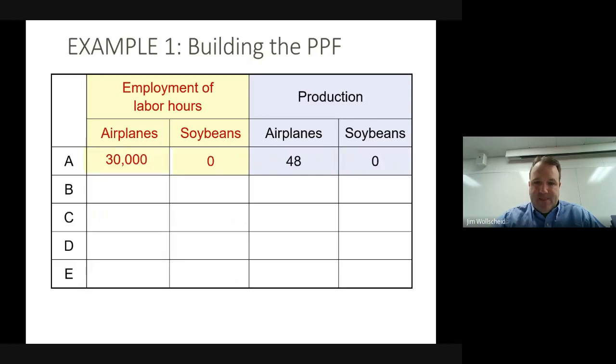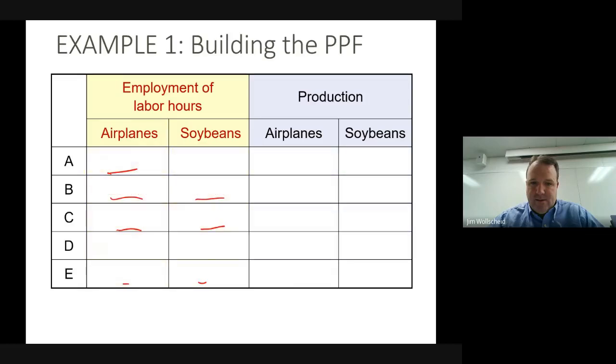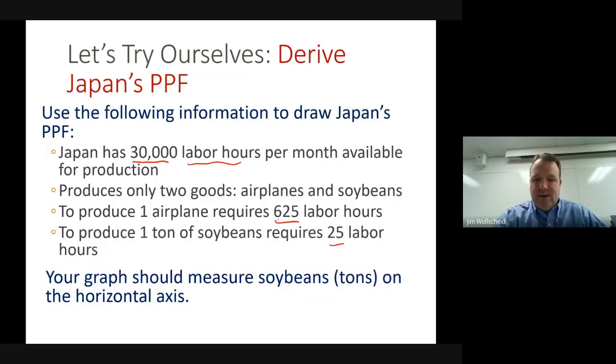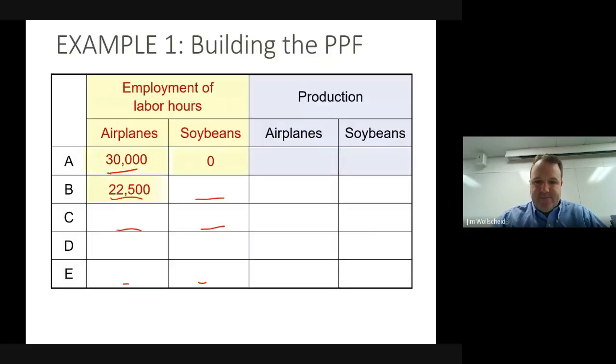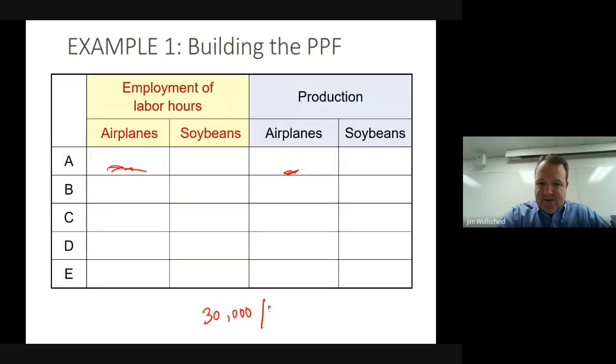So let's look at them. So 30,000 gives us 48 airplanes. How did we get that number? How did I get from 30,000 labor hours to 48 airplanes that could be produced in Japan? Very simple. You take 30,000 and you divide it by, well, let's go back. We divide it by this number right here. We divide 30,000 by 625, and we get 48.